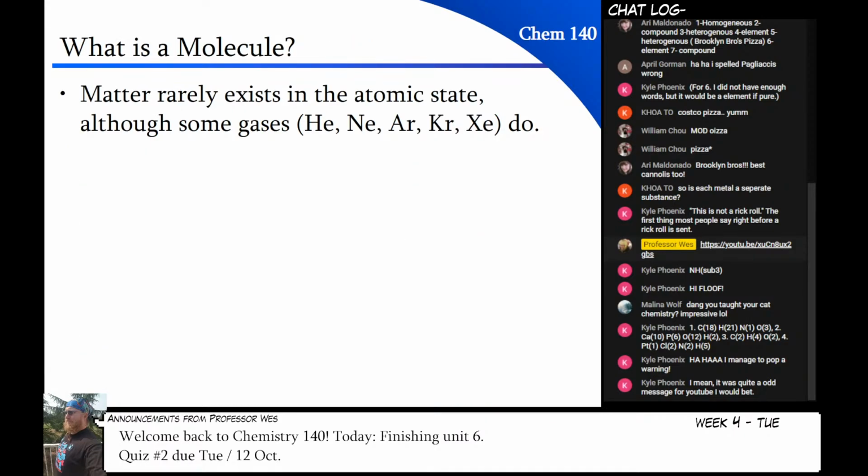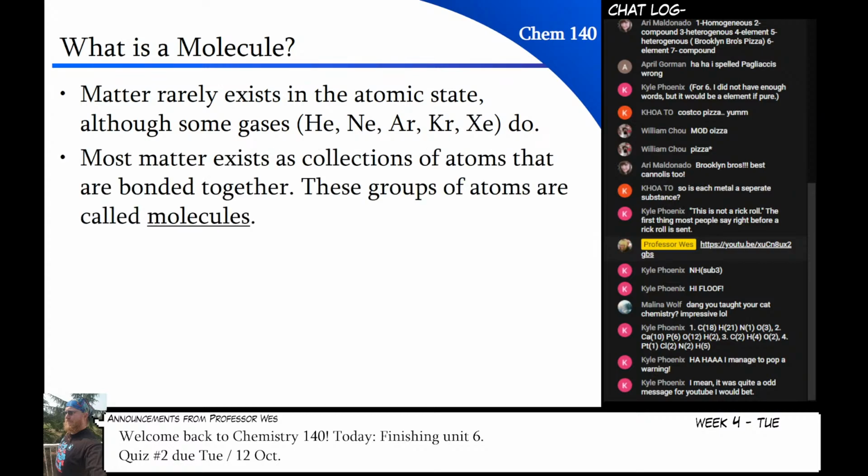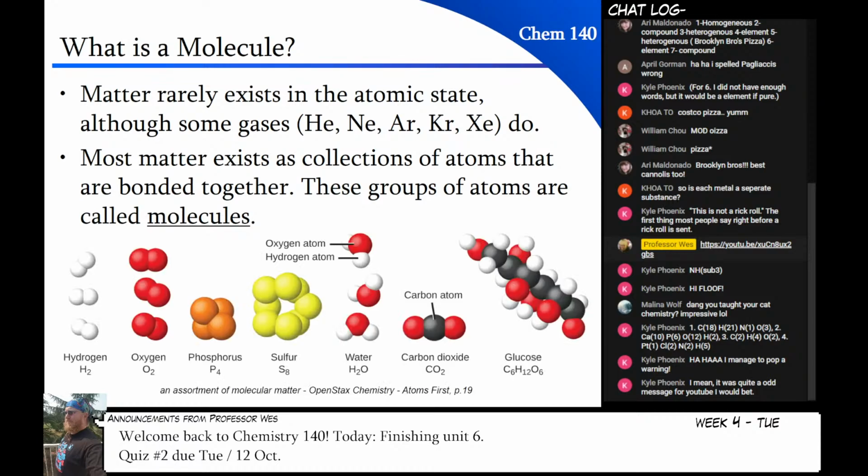In fact, it turns out that matter very rarely exists as independent atoms. Noble gases can do this. We're going to talk about what the noble gases are later. But these elements, helium, neon, argon, krypton, xenon, radon also does too. They all exist as independent atoms bouncing around as gases. But the vast majority of matter exists as molecules. And those molecules exist in the molecular state like we described on the previous slide.